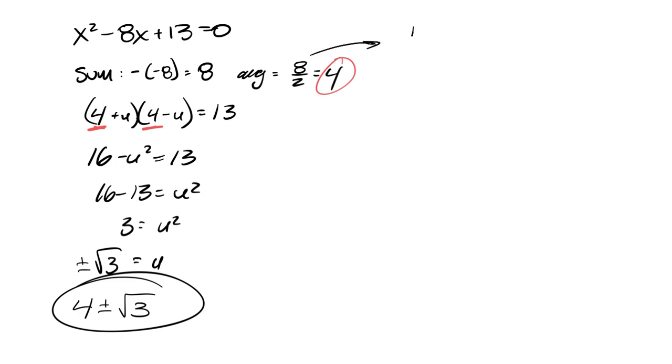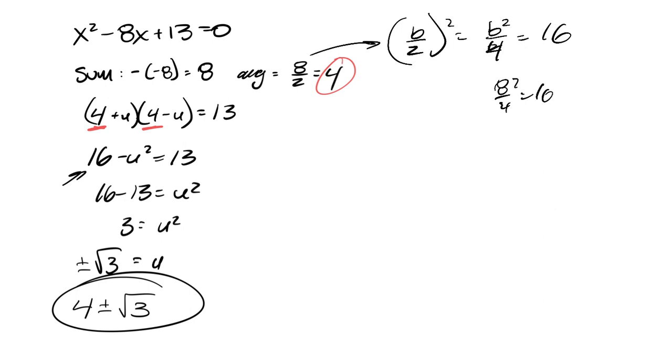This is the part, this is b over 2. And so what is 16? Right? If I square this, I get b squared over 4. That's 16 in this case. 8 squared over 4 equals 16. This is from completing the square.